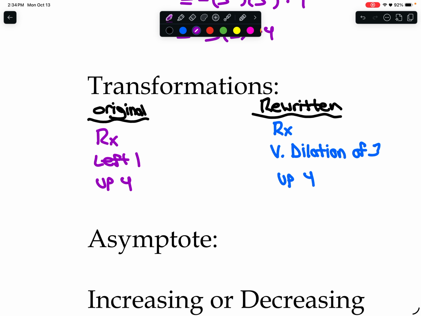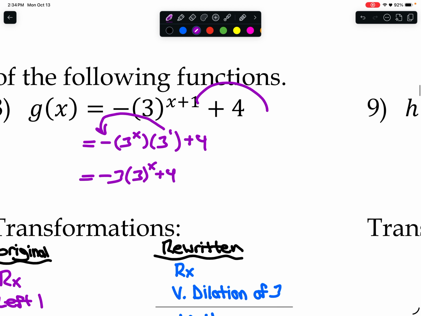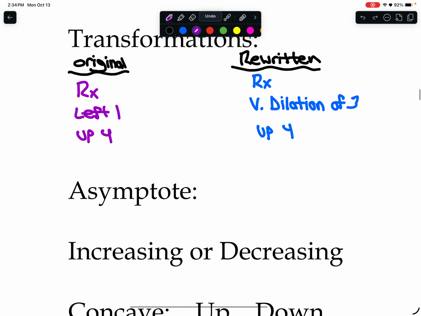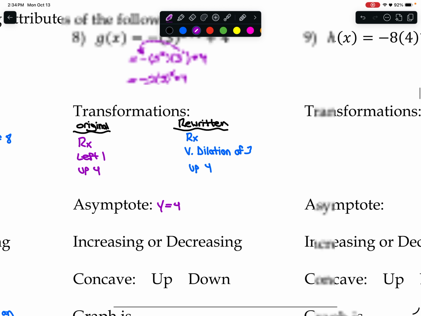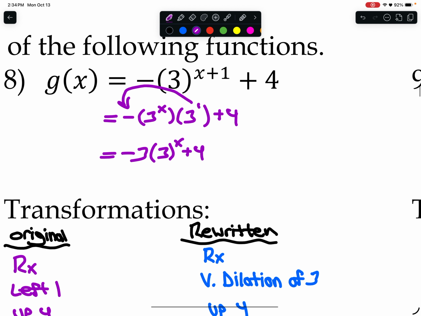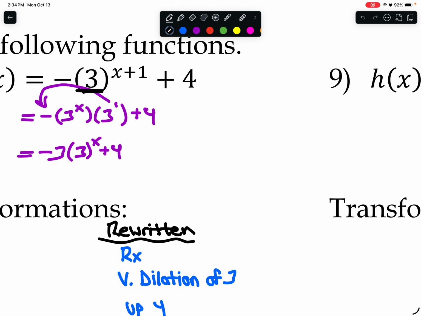With my asymptote, we had a shift up, so this plus 4 right here, that is my asymptote. So this is going to be an asymptote of y equals 4. And then if I want to do a visual of my graph, I look to see, okay, my growth rate here, my b value, is bigger than 1, but then I also have a reflection over the x-axis. So my graph is going to look generally something like this. And the asymptote that it is going to get closer and closer to is y equals 4.